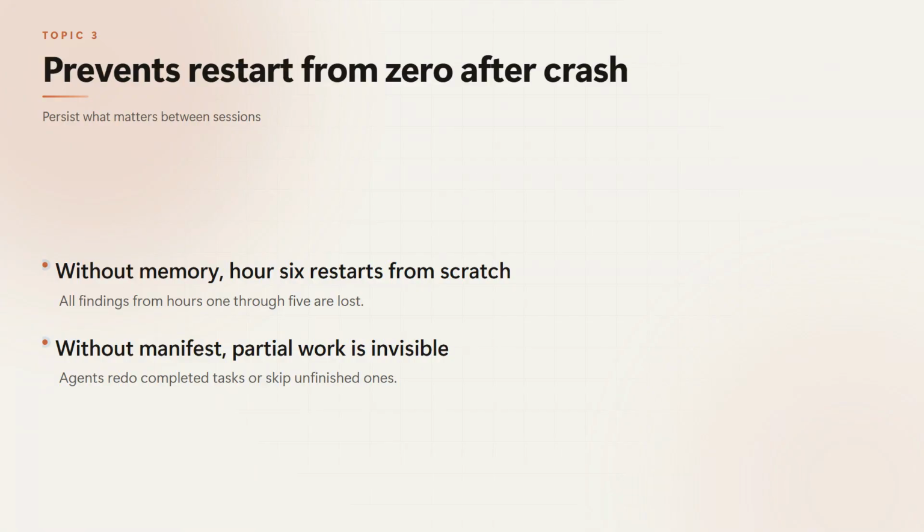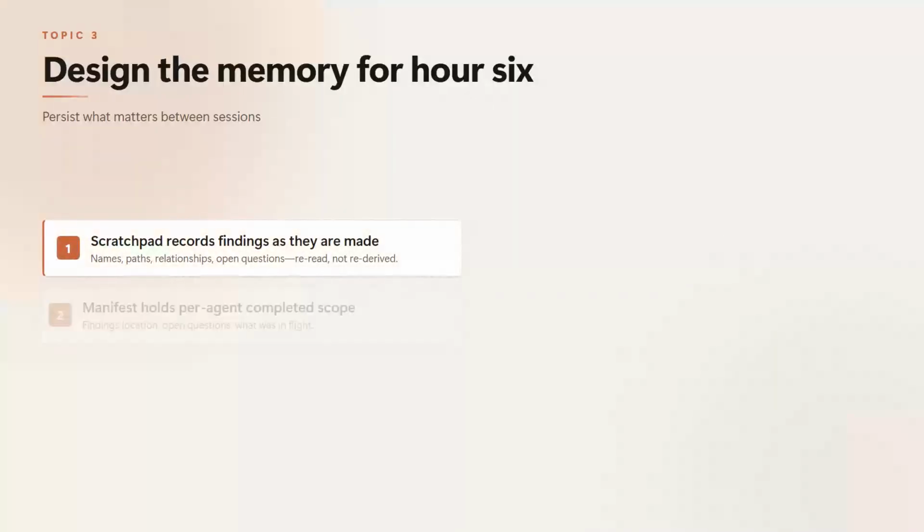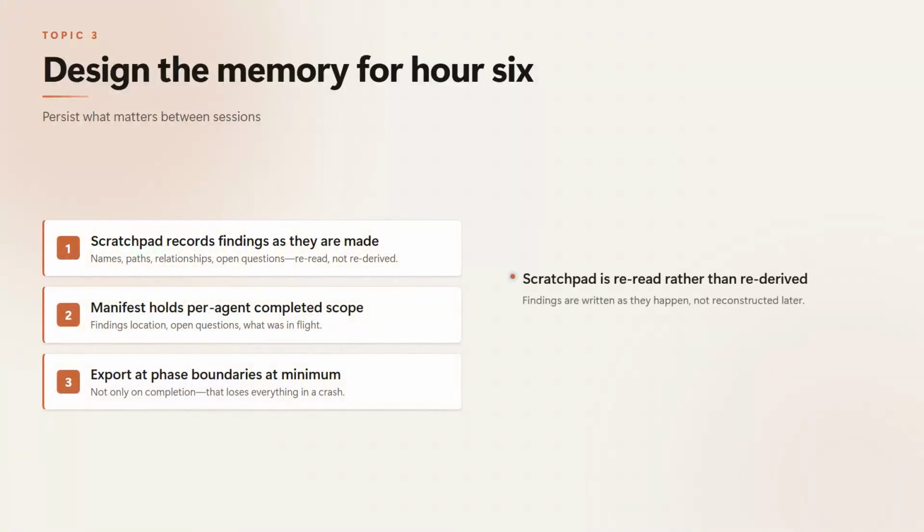This is the beat that makes it stick. Take the 6-hour exploration that dies at hour 5. The scratchpad records findings as they are made: names of classes, file paths, relationships between components, open questions. It is reread by the resumed session, not rederived from scratch. The manifest holds per agent completed scope, where findings are stored, open questions, and what was in flight. That is enough to tell done from partial from untouched. Export at phase boundaries at minimum. The alternative, exporting only on completion, loses everything in exactly the scenario the manifest exists for.